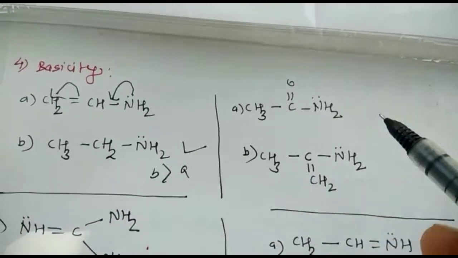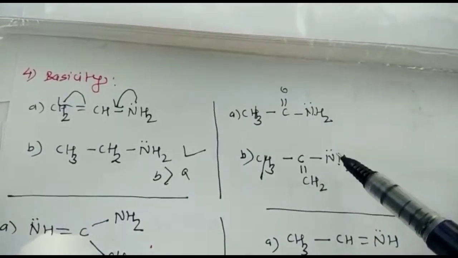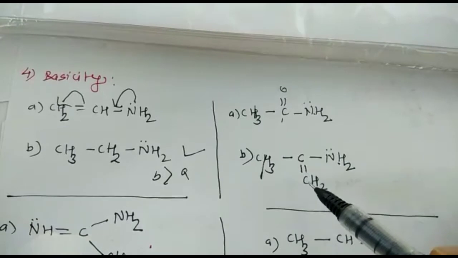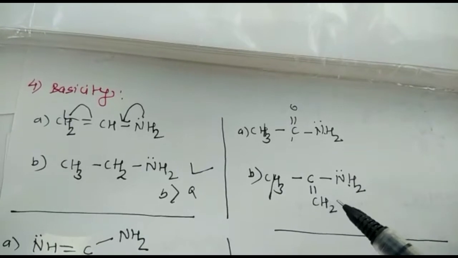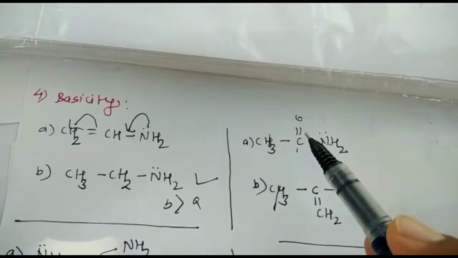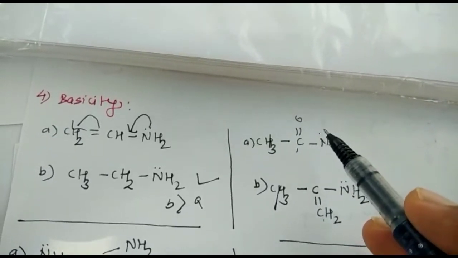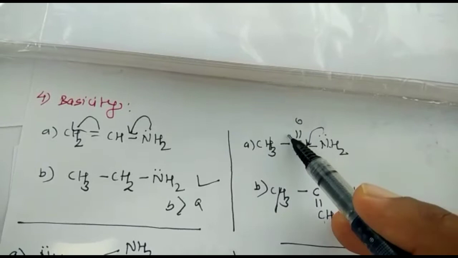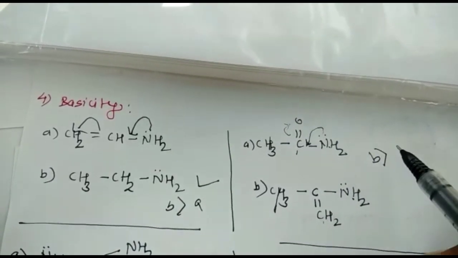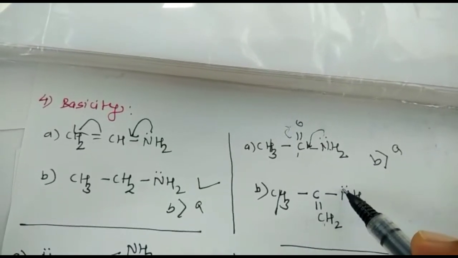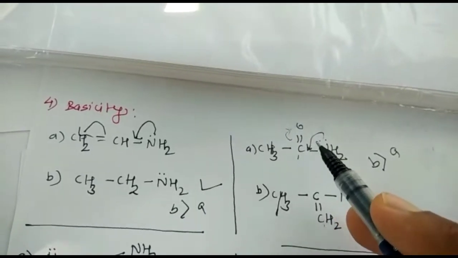Now if we take this structure: CH3 is the same, NH2 is the same, here is C double bond O, and here is C double bond CH2. Among these, which one is more basic? Which one gives lone pair of electrons easily? See, oxygen is more electronegative as compared to CH2, so this lone pair is not in the resonating structures and is available. Hence B is more basic as compared to A. It gives the lone pair easily. Here the lone pair is not available, because it is in resonating structures.